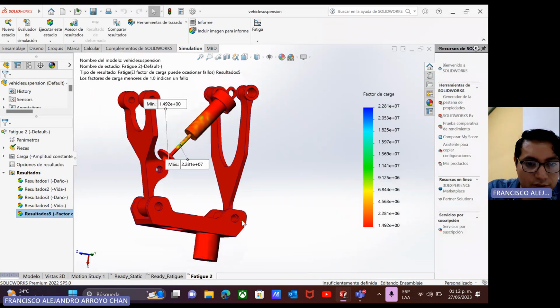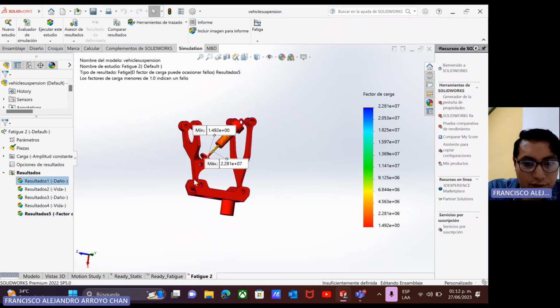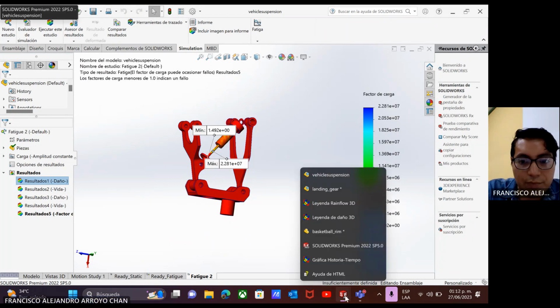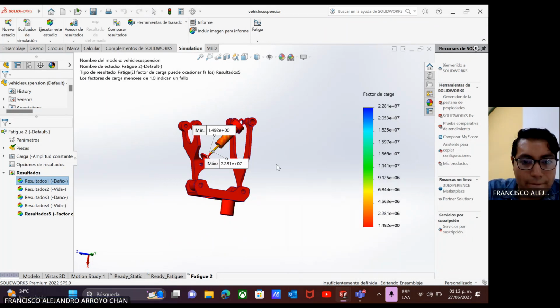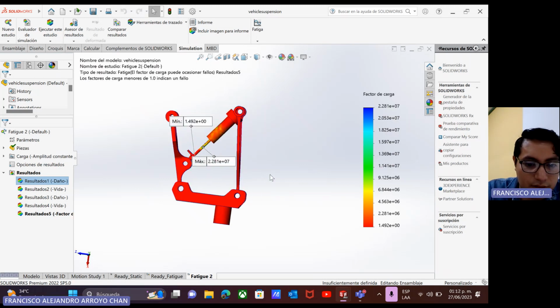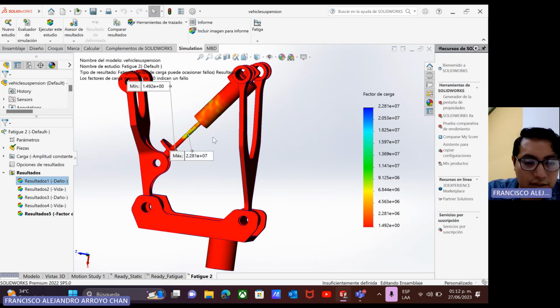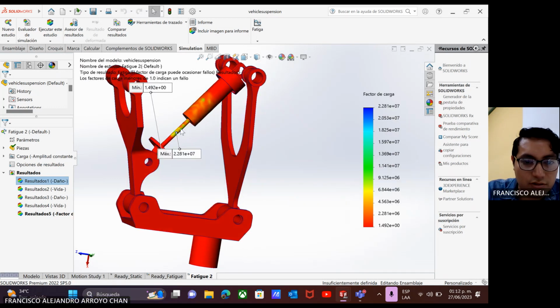Okay, this is for the second tutorial. The second tutorial is about vehicle suspension. We got also 2 points of damage and 2 points of life. Means about the fatigue. Those are the points with the minimum and the maximum. We can check the stress in those points.